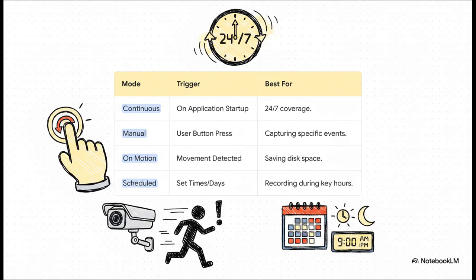Well, AnyCam gives you 4 different ways to record, so it's all on your terms. You can go with continuous recording for that 24/7 coverage if you absolutely cannot miss a single second. There's manual for when you see something happening live and you just hit the button to start capturing. Or, and this is the cool part, you can get smart about it. Use motion detection to save a ton of disk space by only recording when there's action. Or use scheduled mode to only record during specific times, like overnight or during business hours.